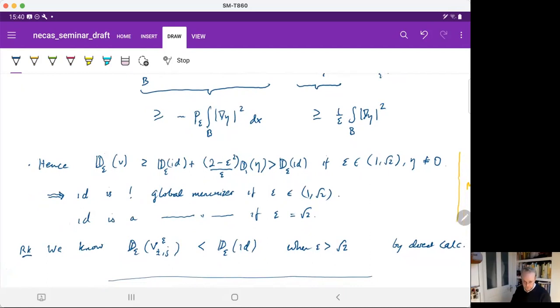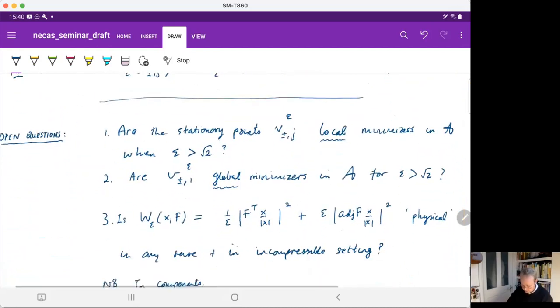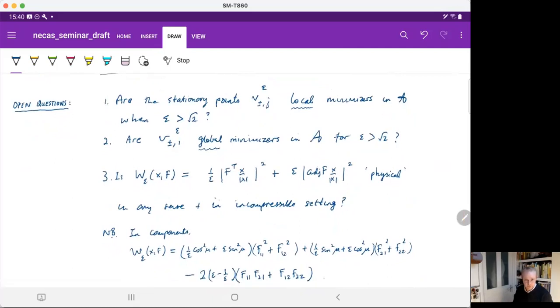Okay, so that's the end of the expository part of the talk, and let me conclude, if I may, with just 3 open questions. So the first is, what is the status of these stationary points, these buckling stationary points? Are they local minimizers in script A when epsilon's bigger than √2? That's one question. Bearing in mind that the more you buckle, the higher the energy cost, it's natural to wonder whether just the single buckling solutions are global minimizers in script A when epsilon is bigger than √2. Again, I don't know.